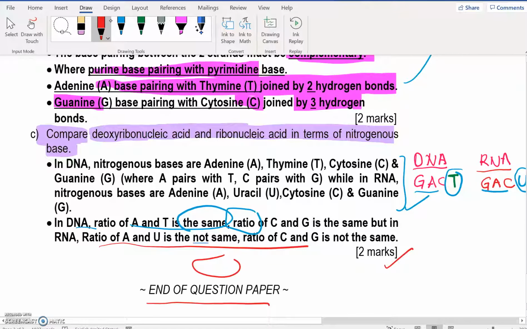So that is the end of the question paper. Please make corrections. Do your correction, class, and submit to me.